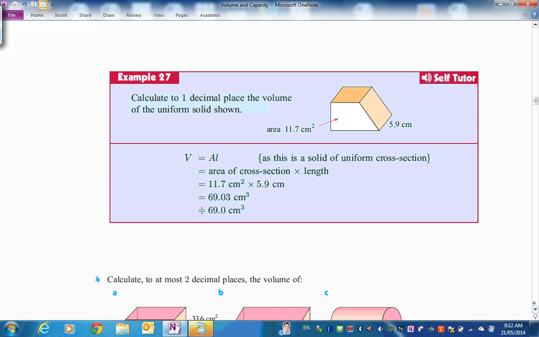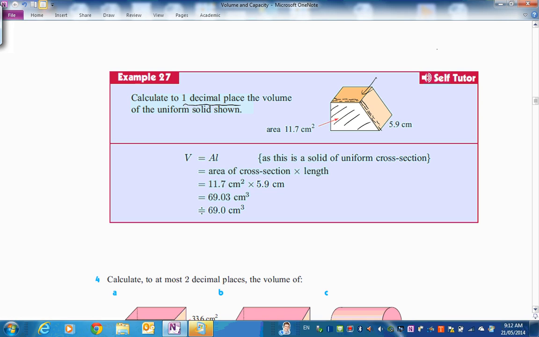Well, example 27 isn't too bad. Calculate to 1 decimal place the volume of the uniform solid. What that means is when you cut across it, now just be careful which way you cut. Well, there's the end area. If we cut through here each time, then they would all be that same shape, wouldn't they?